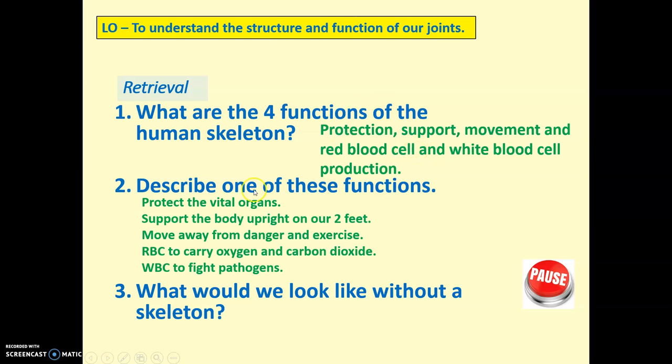So for protection, they protect our vital organs. For support, they support our body upright on our 2 feet so we do not fall over. For movement, to move away from danger, exercise, and do our daily lives. Red blood cells carry oxygen and carbon dioxide around our body, allowing us to respire. And then white blood cells to fight pathogens, so bacteria, viruses, protozoa, any other parasites that might want to cause us infection and make us ill.